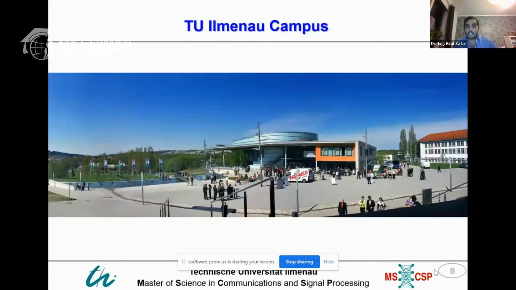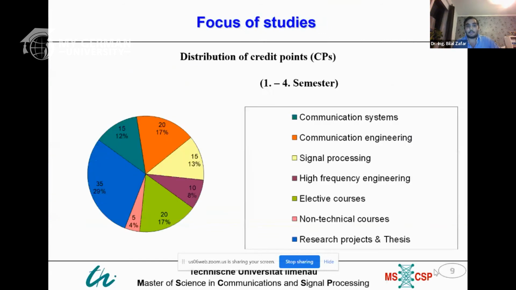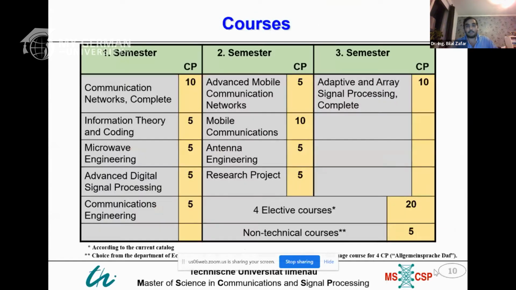Just a little bit about the distribution of the credit points in our master's program. As you might see, the research project and thesis takes up a really big portion. It's the biggest portion, around 30% of our credit hours. Then you have certain other parts: communication systems, communication engineering, signal processing, some elective courses, some non-technical courses. This is how our curriculum looks.